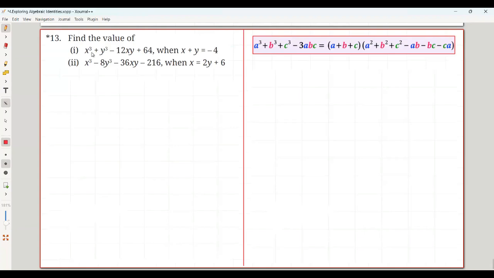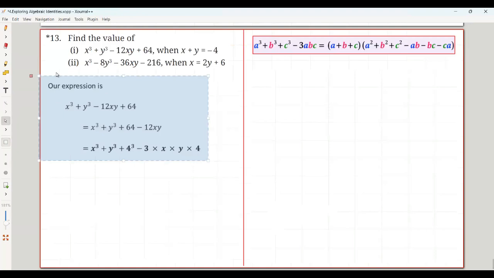By seeing this, this is in the form of a cube plus b cube plus c cube minus 3abc. That formula, we have to bring it. First, I'll just take the first question. So first one, I'll just take the answer itself.